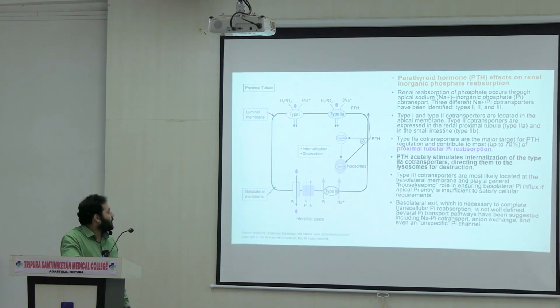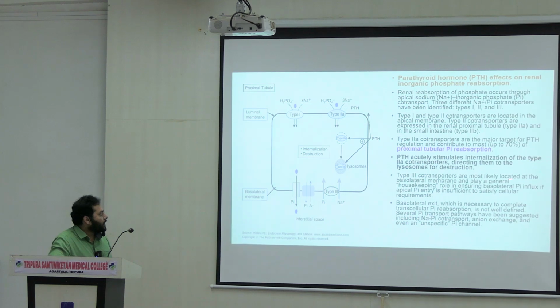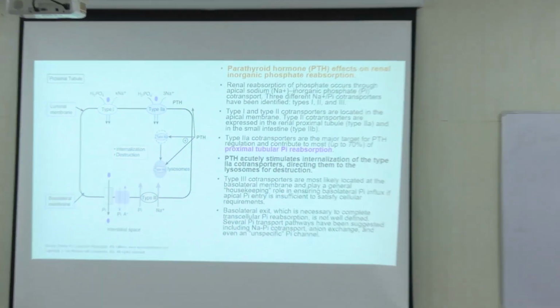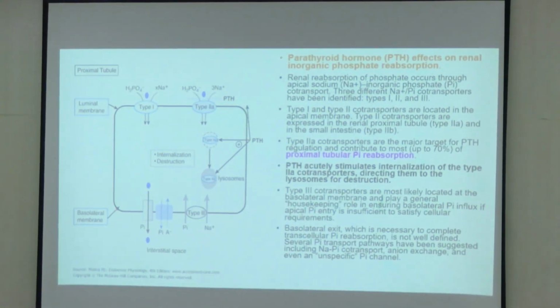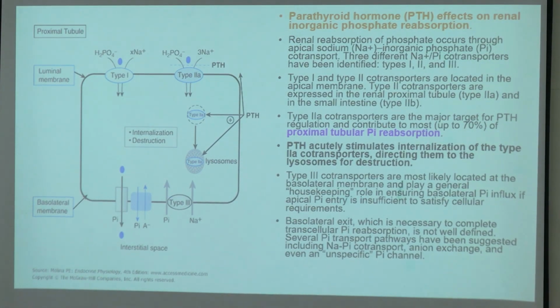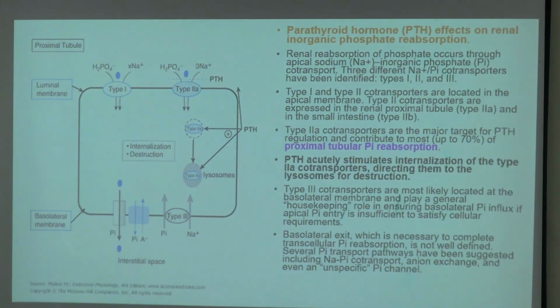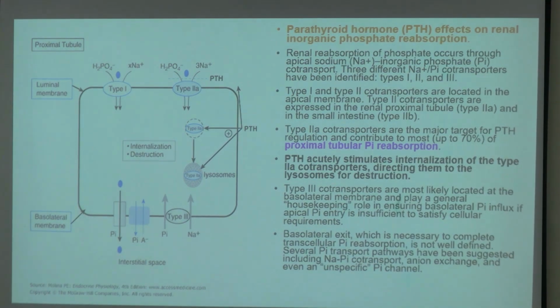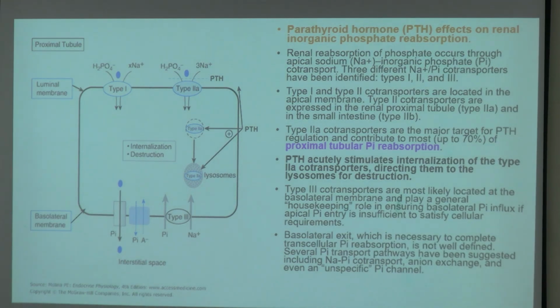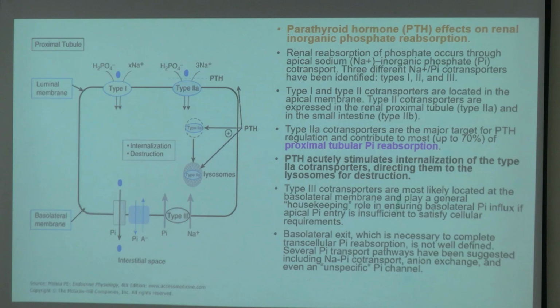Other than this, other transporters are also present. But if you see their functional features, see, type 3 co-transporters are most likely located at the basolateral membrane and play a general housekeeping role in ensuring basolateral inorganic phosphate influx if apical entry is insufficient to satisfy cellular requirements. Yes, generally what we see, the type 2 is mainly involved with the regulation of optimum phosphate level. But what they've discussed here is, suppose somehow there is a disturbance of phosphate reabsorption through this type 2. So what is the alternative way? Yes, there is another transporter which plays an important housekeeping role that helps to maintain the balance of phosphate. That is why it is mentioned.